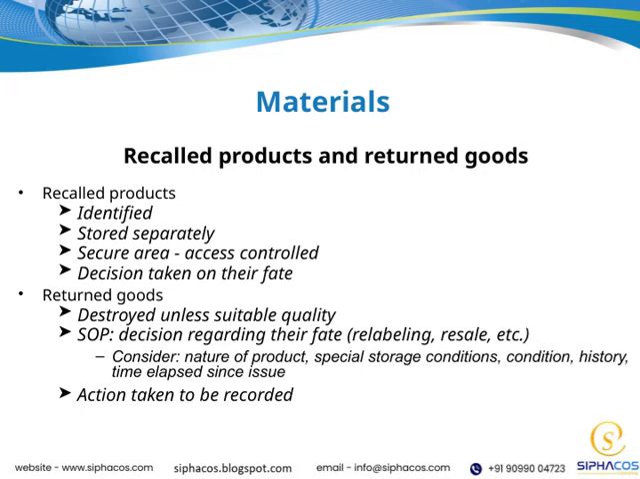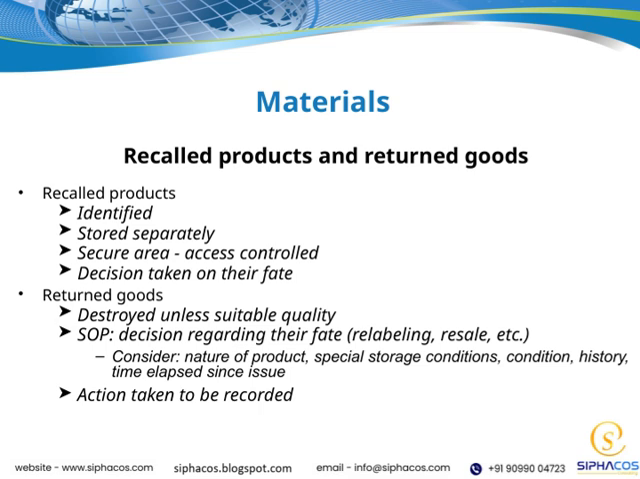Now, let's talk about recalled products and returned goods. When a product is recalled, it's important to identify it clearly and then store it separately from other inventory. This helps prevent any mix-ups or accidental distribution. The storage area for these products should be secure and access controlled, ensuring only authorized personnel can handle them. A decision is then made about what to do with these recalled items, whether they should be reworked, destroyed, or maybe returned to the manufacturer.